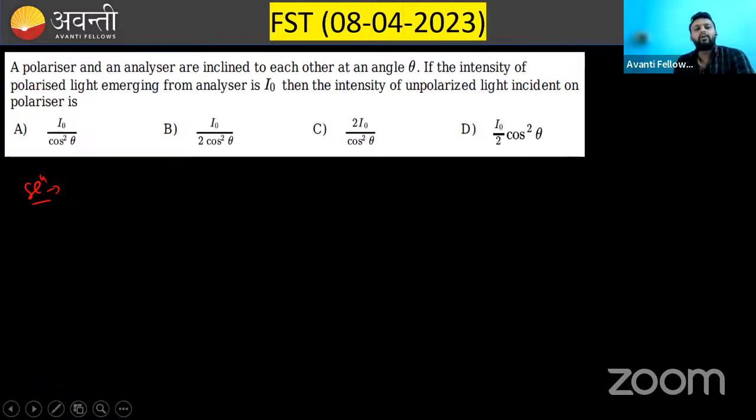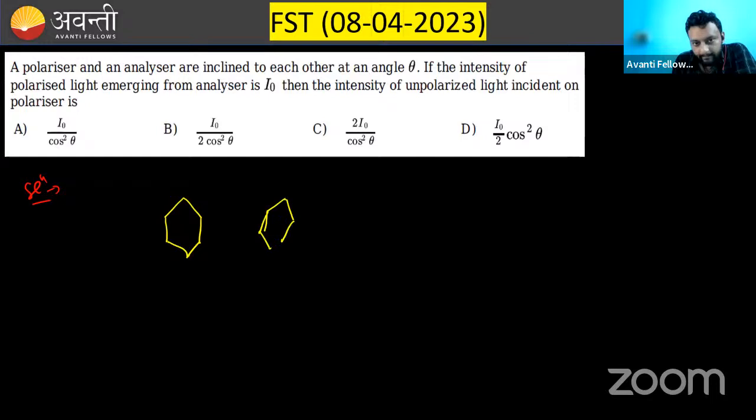Now, this is the question on polarization of light of wave optics. Question says there is a polarizer and an analyzer inclined to each other at an angle theta. So let's draw it. There is a polarizer. That's how we draw it. And there is an analyzer. And they are inclined to each other by an angle theta. The angle between them is theta. Let's state here.